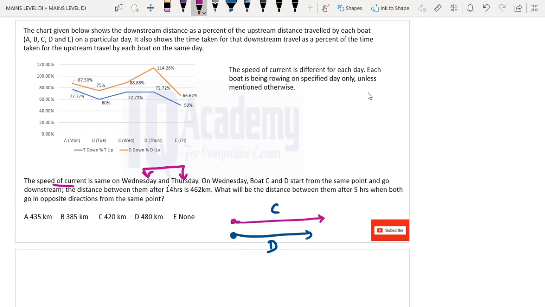The distance between them after 14 hours is 462 kilometers.